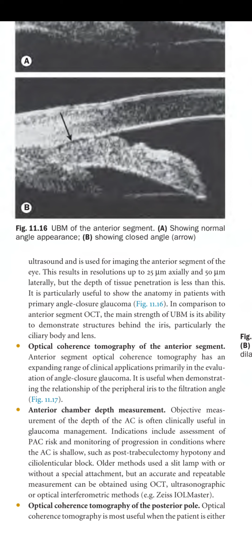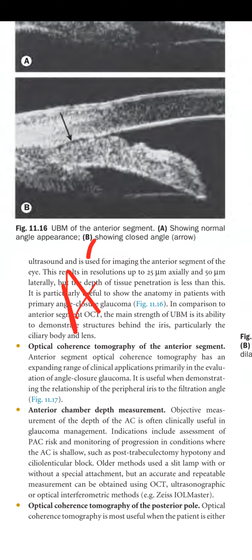Anterior chamber depth measurement. Objective measurement of the depth of the anterior chamber is often clinically useful in glaucoma management. Indications include the assessment of primary angle closure risk and monitoring of progression in conditions where the AC is shallow, such as post-trabeculectomy, hypotony, and cilio-lenticular block.